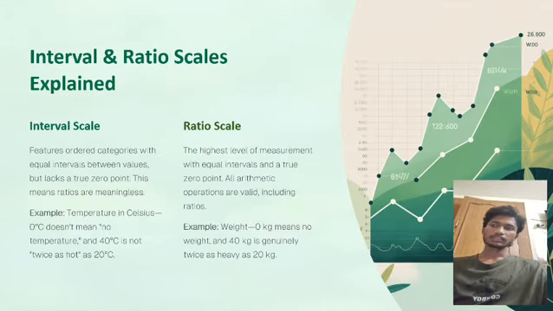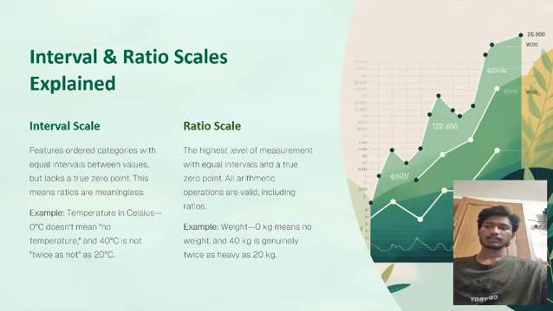Interval and ratio scales explained. Interval scales have ordered categories with equal intervals between values, but lack a true zero point. This means ratios are meaningless. Example: temperature in Celsius. Zero doesn't mean no temperature, and 40 is not twice as hot as 20 degrees Celsius.